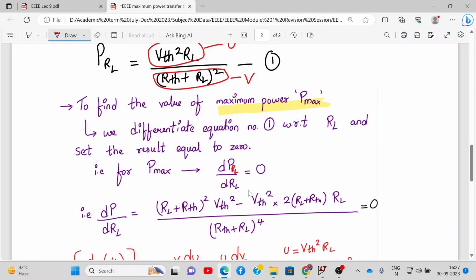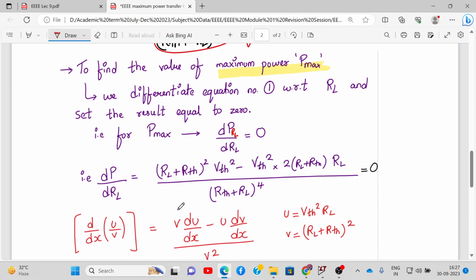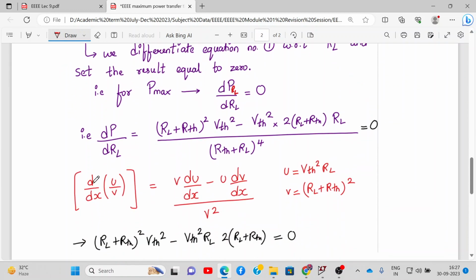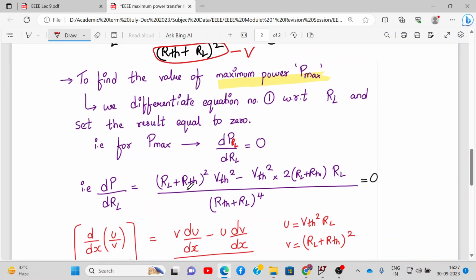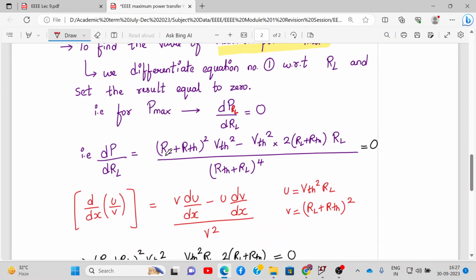So it will be differentiation of derivatives by division. Let's say d by dx of u by v will be v du by dx minus u dv by dx upon v square. In our case, u is VTH square RL and v is RL plus RTH square. So dP by dRL will be, first of all, v will come. V is RL plus RTH the whole square. Then du by dx.